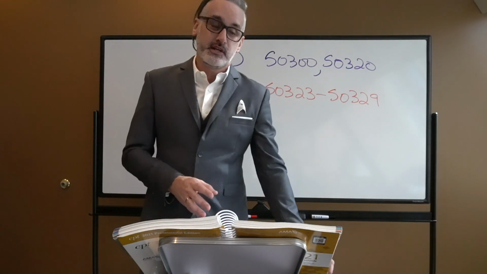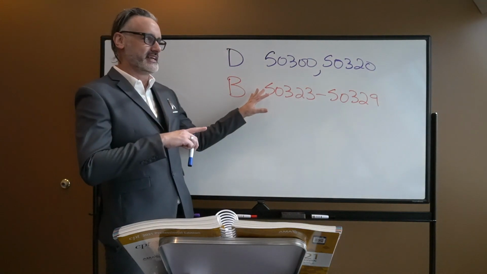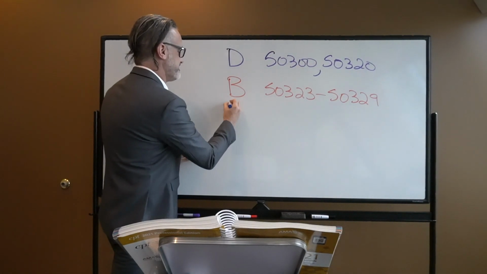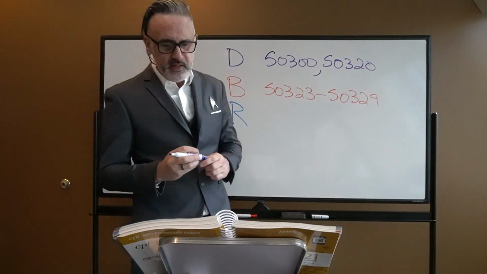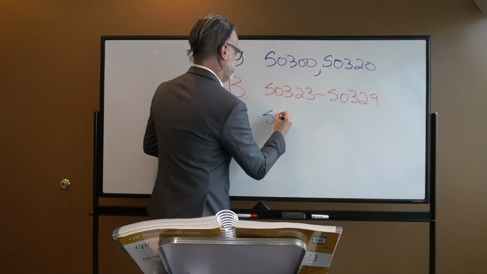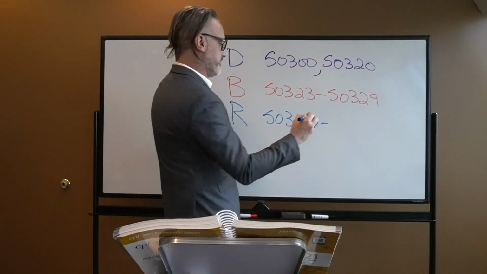Now, the last part we're going to look at is backbenching. Now, I'm sorry, that was the second part, recipient. That's the third part we're going to look at. The last thing we're going to look at is the recipient. And here, these codes begin with 50340 through 50380.